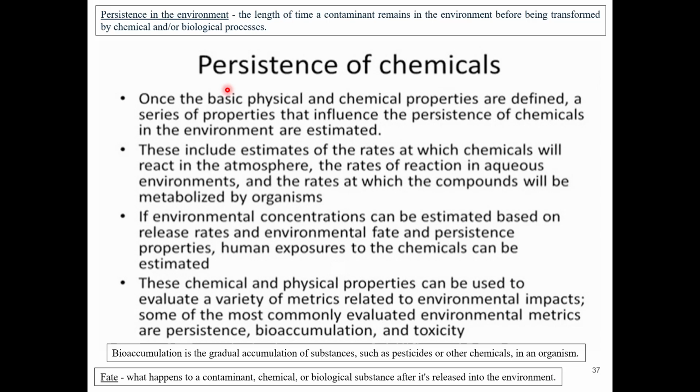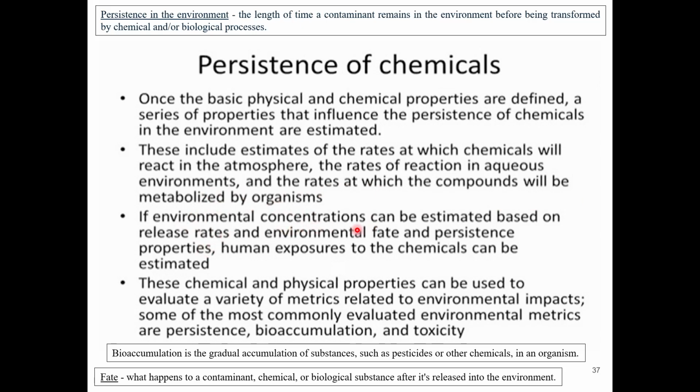So let us study in detail what is persistence of chemicals. It is the length of time a contaminant remains in the environment before being transformed chemically or biologically. Once the basic physical and chemical properties are defined, a series of properties that influence the persistence of chemicals in the environment are estimated. These include estimates of the rates at which chemicals will react in the atmosphere, the rates of reaction in aqueous environments, and the rates at which the compounds will be metabolized by organisms.